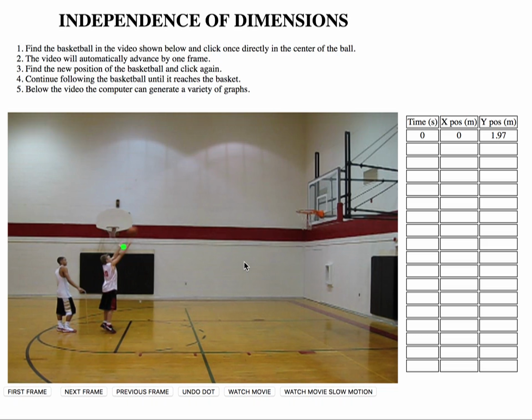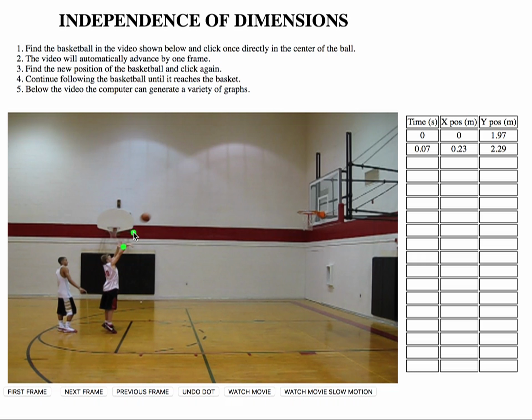Now that the screen has progressed by 1 frame, the basketball has moved. Notice it's a little bit blurry because I didn't have a good high-speed camera, but I can still find the center of that blur and click. Notice it left a second data point. After 0.07 seconds, the X position and Y position have changed.